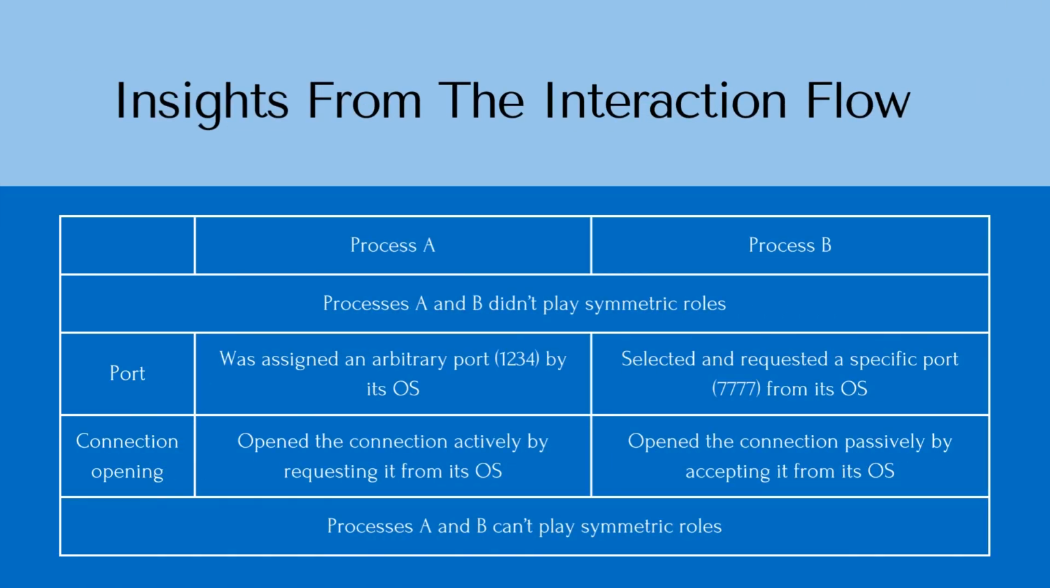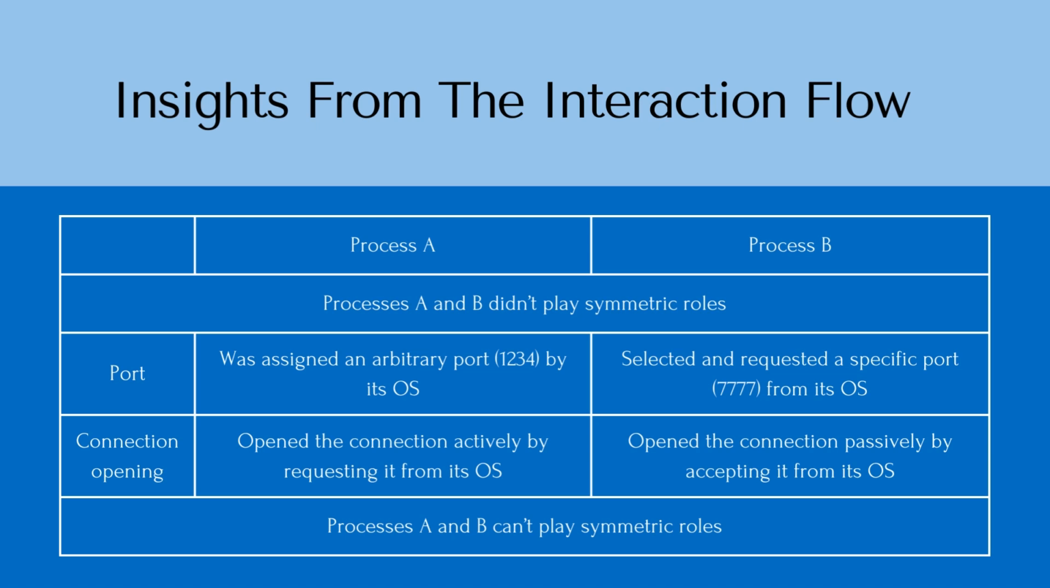From this interaction flow, we can notice that processes A and B didn't play symmetric roles. Indeed, while process B selected and requested a specific port from its operating system, process A was assigned an arbitrary port by its operating system. Moreover, while process B opened the connection passively by accepting it from its operating system, process A opened it actively by requesting it from its operating system.